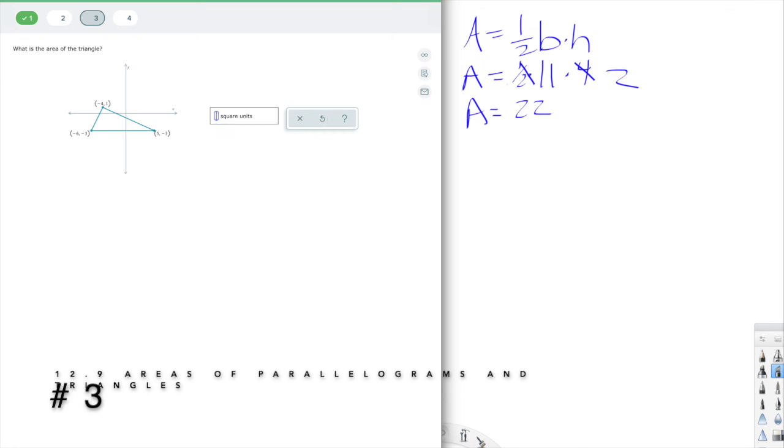So this is just 22 square units because we don't necessarily know what the units are. It's just a coordinate grid, so they're the squares, if we had the grid on here, but we don't necessarily know how large the squares are, so we just call them square units.